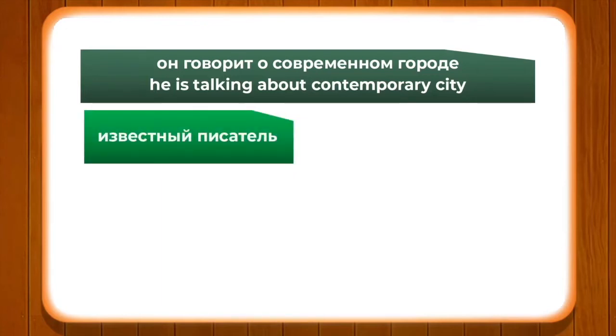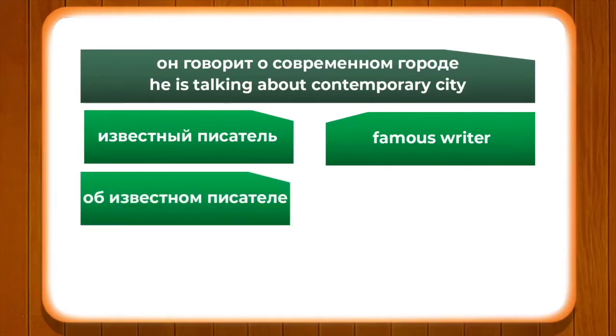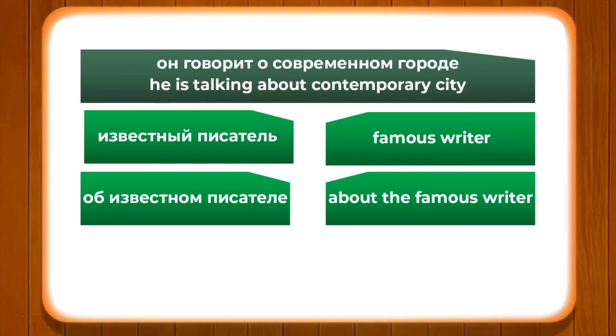Then the next one is известный писатель, famous writer. Look at the ending of the adjective and noun. The noun ends with a soft sign, whereas the adjective ends in ый. So, in case of masculine, we already know that the soft sign shall be replaced by е, and ый shall be replaced by ом. Об известном писателе. All right, so it's clear. О чем он думает? Он думает об известном писателе. About whom he is thinking? He is thinking about famous writer.